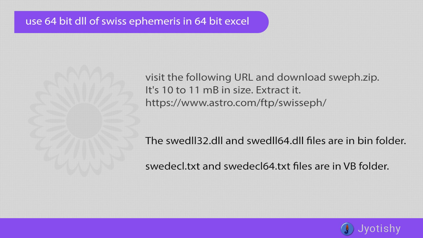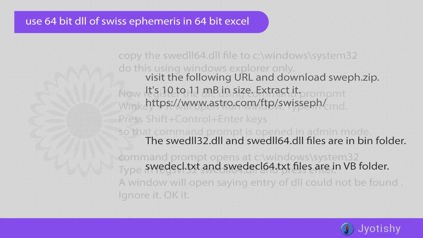This is important: you must know where your files are. The 32-bit DLL and the 64-bit DLL are both available in the bin folder. Also, they have given you declarations separately for use in VBA: swedecl.txt, which is for the 32-bit DLL, and swedecl64.txt, which is for the 64-bit DLL.